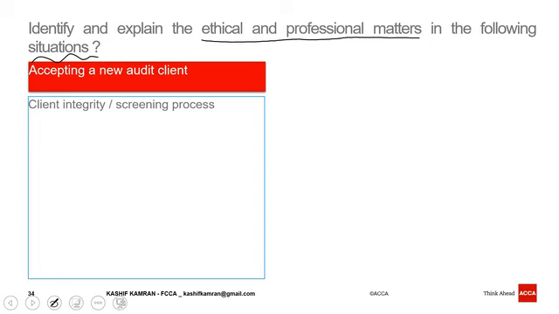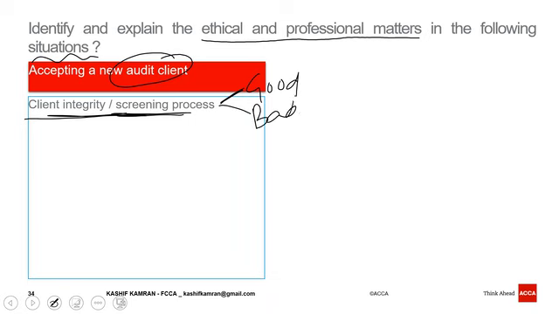So initially, when the examiner asks you to identify and explain the ethical and professional matters for a new client, you should address the screening process, or the client screening process, as the first matter, which is about knowing whether the client is good or the client is bad.